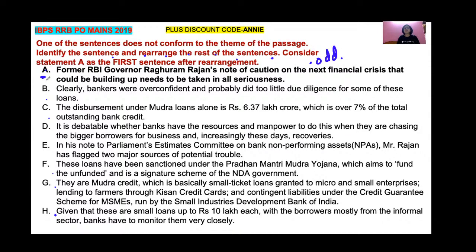We have 8 sentences. No, you don't have to arrange the remaining 7. Because you have 8 sentences in total, sentence A is already fixed as the first sentence, and out of the remaining 7 sentences, one is odd. So you are left with 6 sentences. You have to rearrange the 6 sentences to form a meaningful paragraph. At first, please try to arrange the sentences. Tough hai? Do you want me to explain, or do you want to try the question?